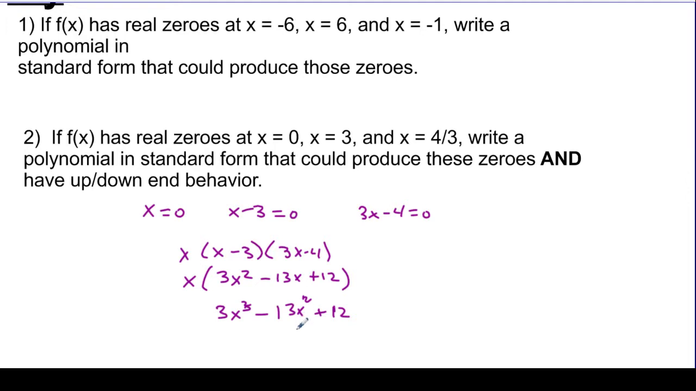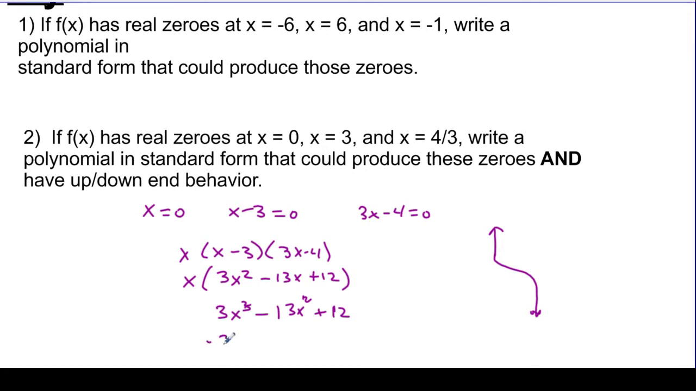But here's the extra catch with this one. I also asked for it to have up-down end behavior. And what up-down end behavior means, remember, is that when I graph it, it's going to be up on the left and down on the right, and it's going to look something like this. My particular polynomial doesn't fit that description because it's got a positive lead coefficient of 3, which means I'm going to have a down-up. So in order to fix that, I'm going to have to multiply everything by negative 1.